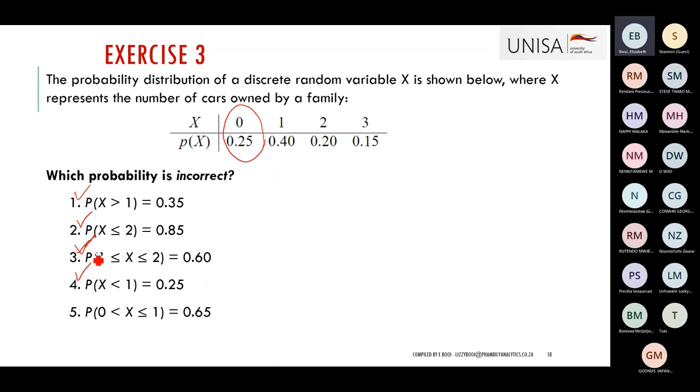That is true. The probability that it is between 0 and 1, but exclusive of 0 and inclusive of 1. So X is greater than 0, so it means it's any value greater than 0, but it is less than or equal to 1. So it's any value less than or equal to 1, which is 0.40, and that's how you answer the questions. Easy, right? It will be easy when you get assignment questions.